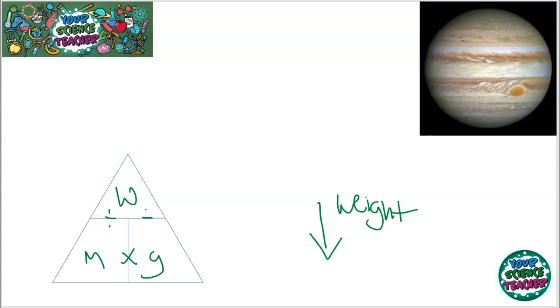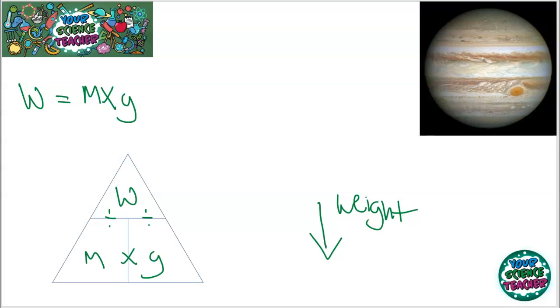You may have not seen one of these before, but this is called a calculation triangle. And I use calculation triangles to be able to rearrange my equations in order to calculate the other things in that equation. So, the way you do that is you cover up the thing that you want to calculate. So, for example, if I want to calculate weight, I would cover up weight, and that would leave me mass times gravity on the bottom.